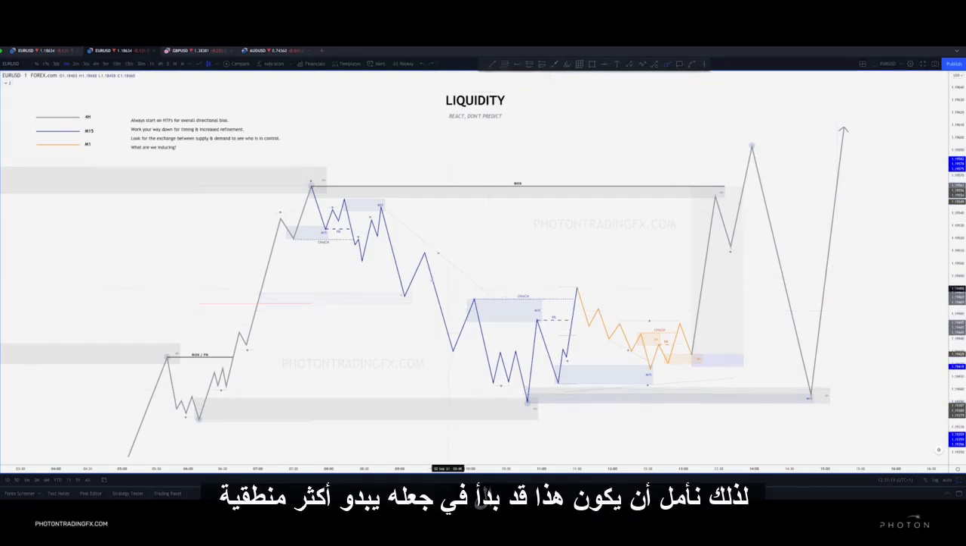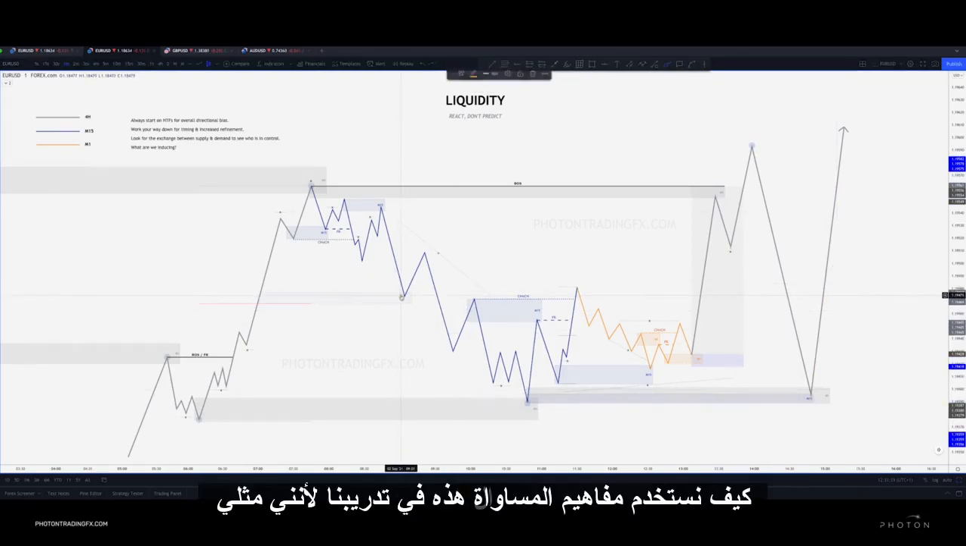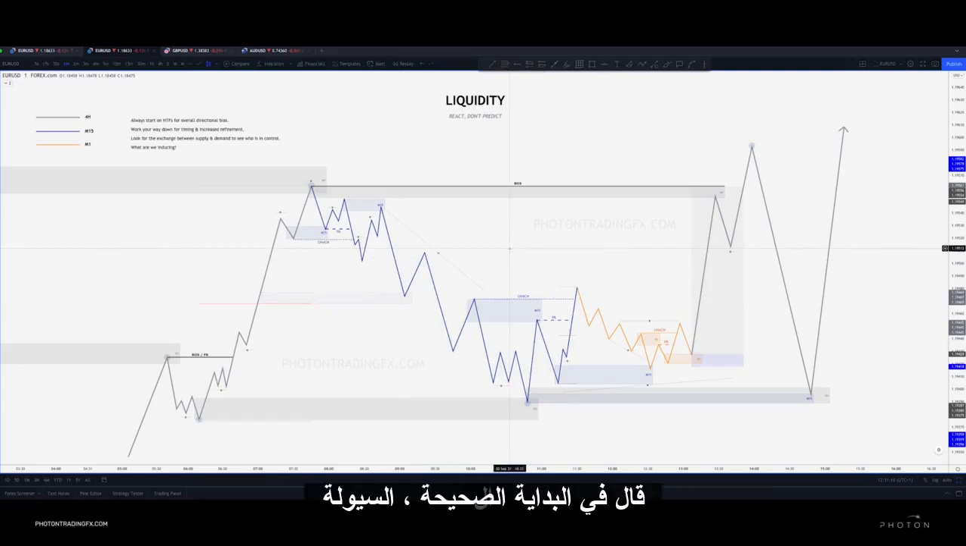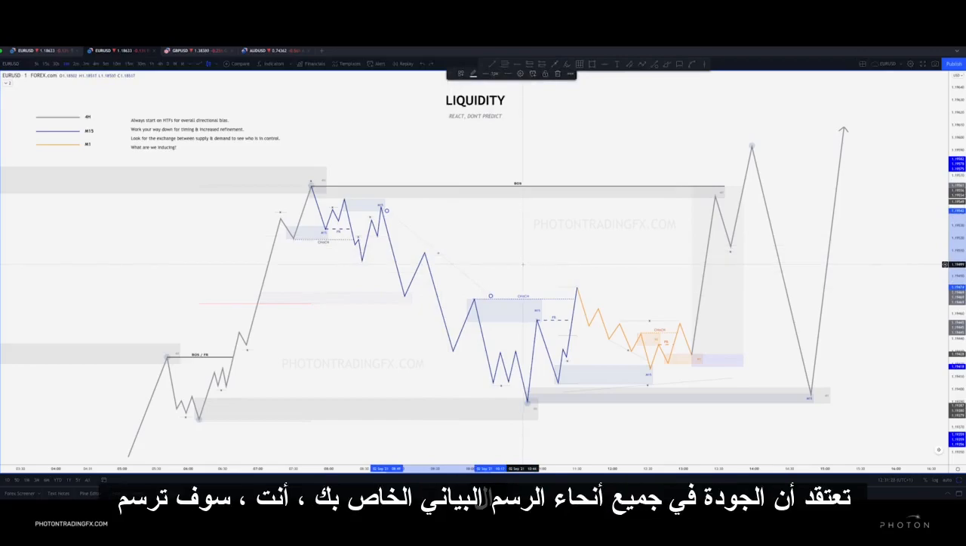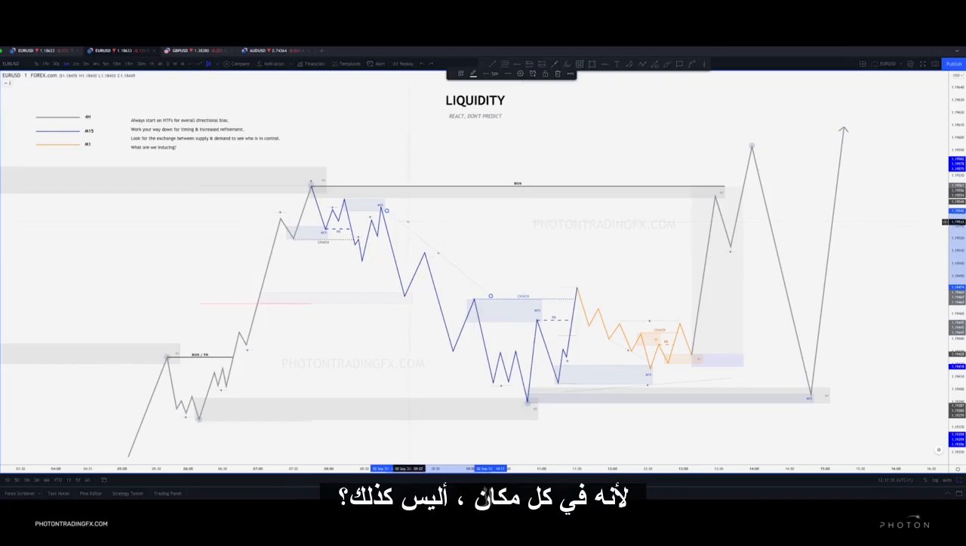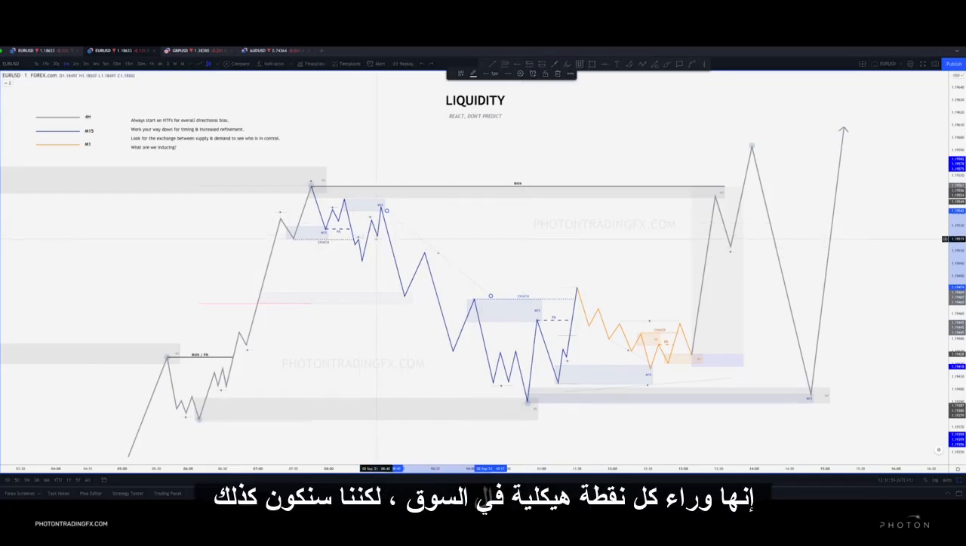So yeah, hopefully that's starting to make a little bit more sense of how we use these liquidity concepts within our trading. Because like I said at the start, liquidity is literally everywhere. It can also be quite subjective. If you start using these lines to draw where you think liquidity is all over your chart, you'll be drawing all day. It will never end, right? Because it's everywhere. It's behind every single structural point in the market.